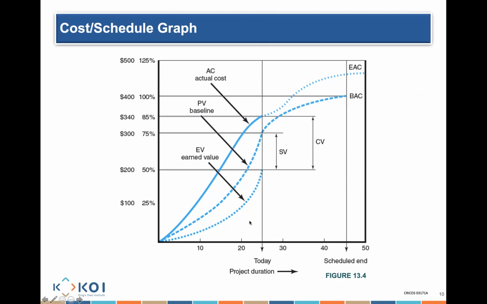So out of today, I am here. My plan was to have spent $300, and my actual cost is $340, and I have earned $200 worth of work. So if I have earned 200 and I was planned to earn 300, this is a line of the plan. What does that tell you? What can you calculate?